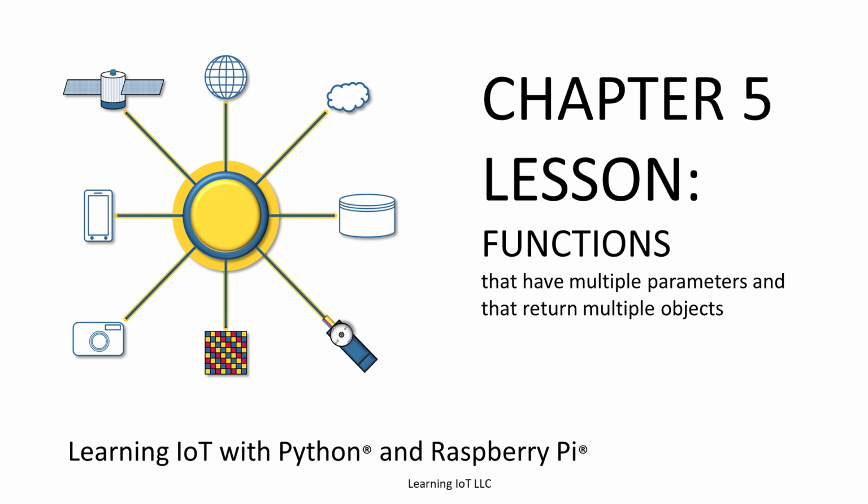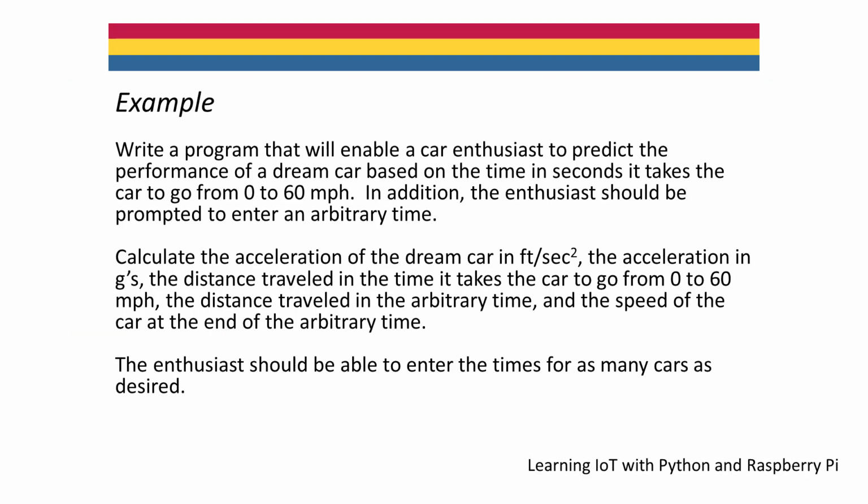In this lesson, you will learn how to define functions that have parameters and define a function that returns more than one object. The example for illustrating how to define such functions is a program that predicts the performance of one or more cars. We'll write a program for car enthusiasts that predicts the performance of a car based on the time in seconds it takes the car to go from 0 to 60 miles an hour.